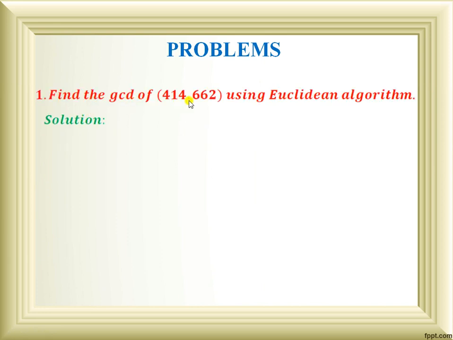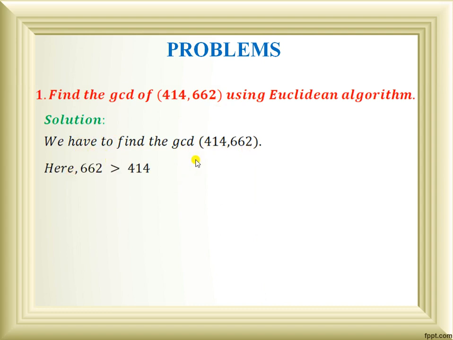The first problem: find the GCD of 414 and 662 using the Euclidean algorithm. Here we first look at which one is greater. 662 is the greater value. So we must have this as the first dividend and the smaller one as the divisor. That is the basic concept: the bigger one as the dividend.